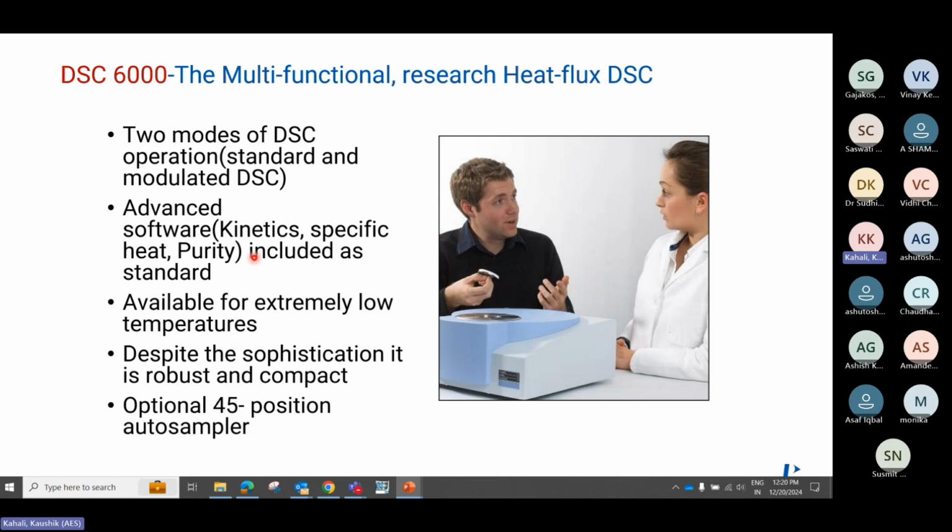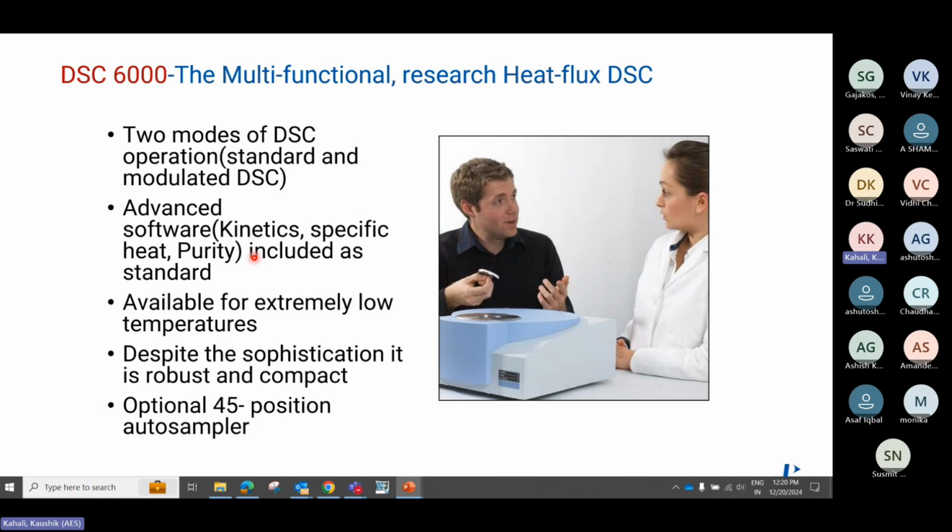So depending on the sample type and your application demand, you can apply this kind of additional calculation, or you can do this kind of experiments in the DSC. It's available for extremely low temperature, it can go down to minus 70 degrees Celsius, and you can do a heat-cool-heat run for your samples.